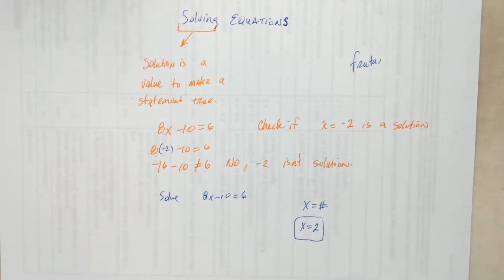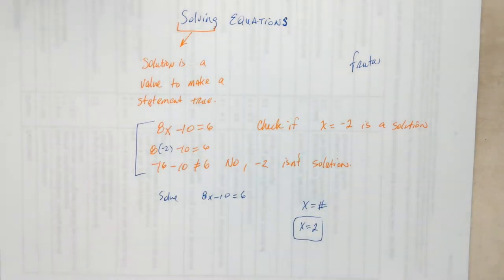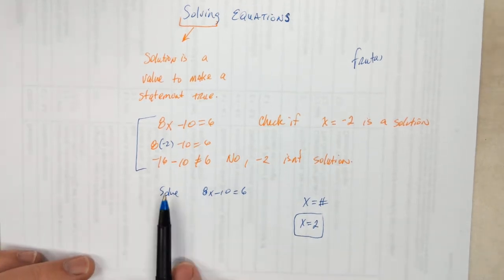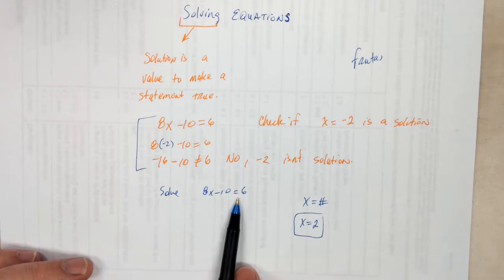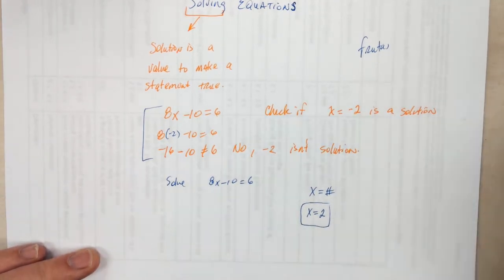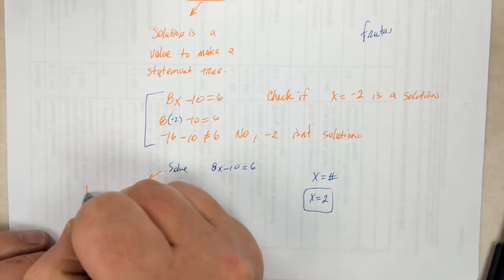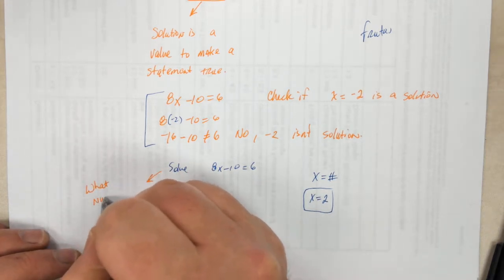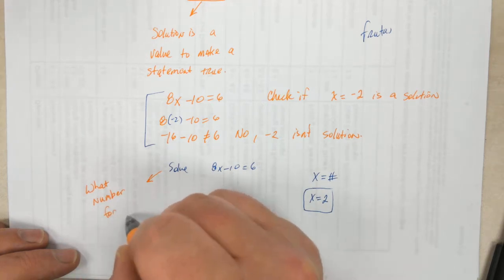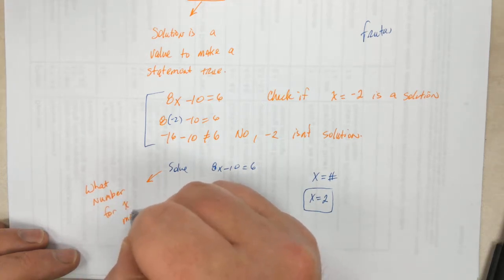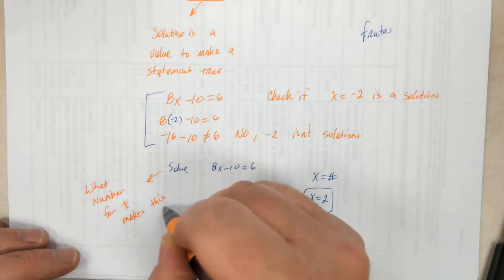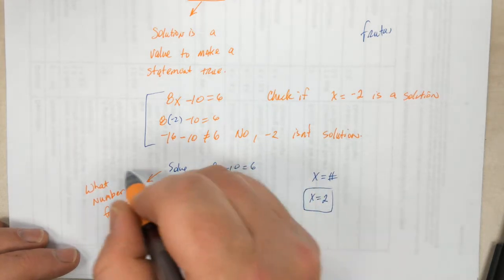All right. So here's what we're talking about. We're talking about solving equations. And in your homework today, I'm not going to ask you any of these questions. But the reason I mentioned it is because it gives you an idea of what it means when you say an answer. I'm going to give you a problem like this. It's going to say solve this. And what it means is, what number for x makes it true? That's what this is asking.